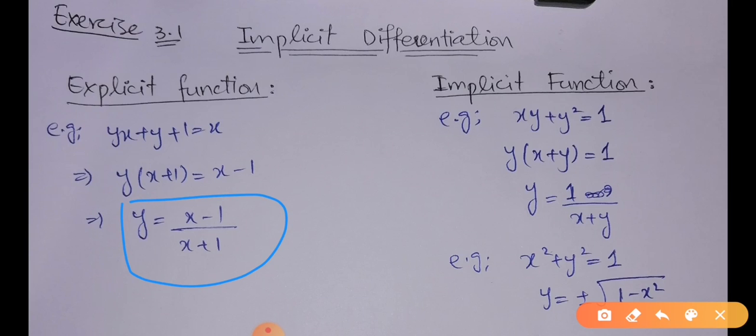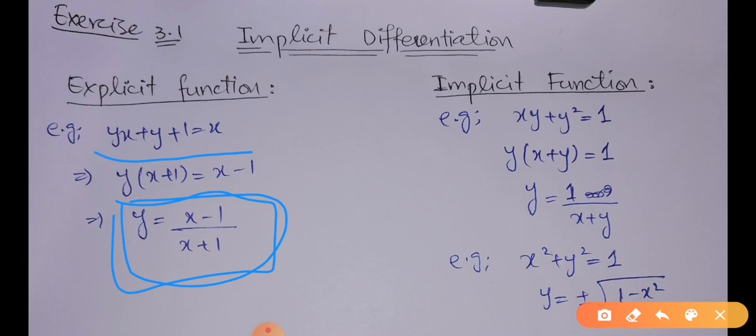For example, if we have an equation yx plus y plus 1 is equal to x, you can see that we can evaluate y in terms of x, and y will be equal to x minus 1 over x plus 1 in this case. So if one variable is explicitly defined in terms of the other variable, such functions are named explicit functions.